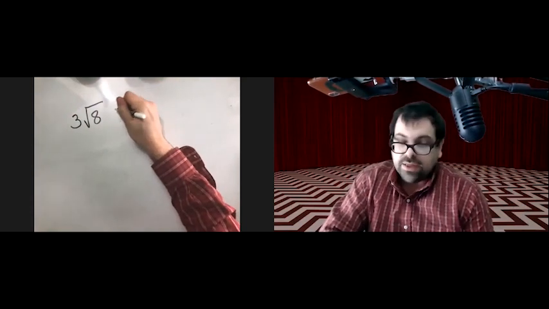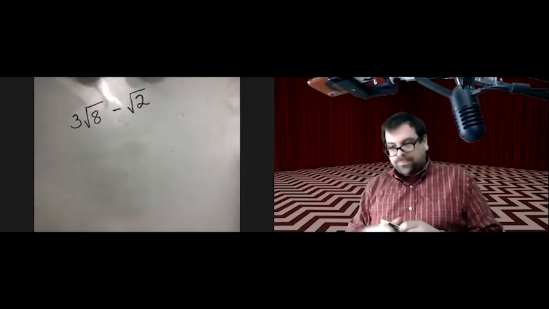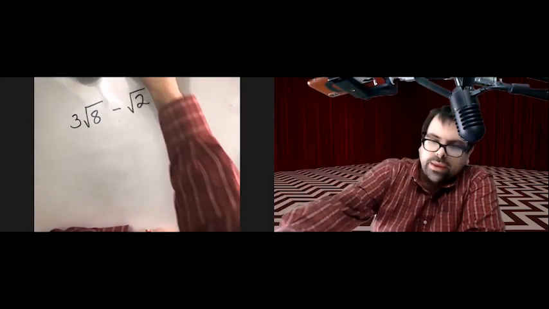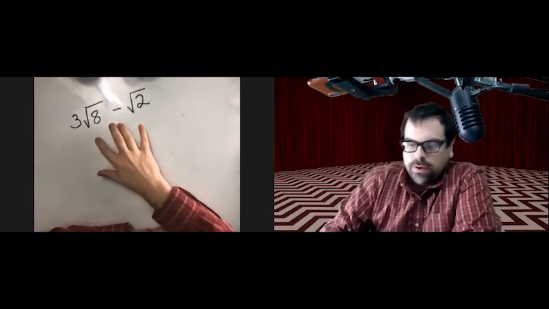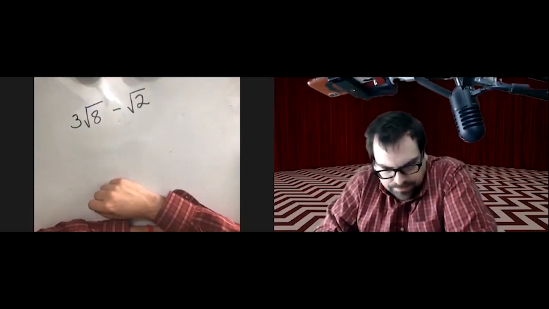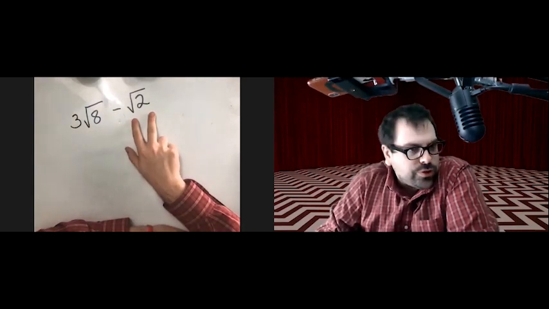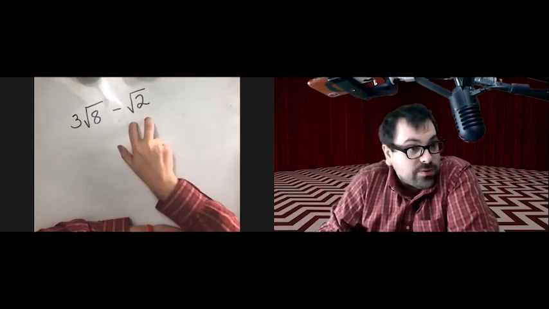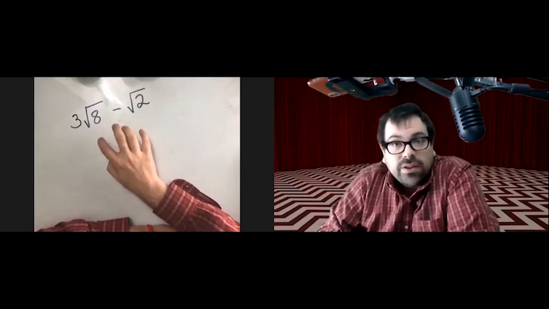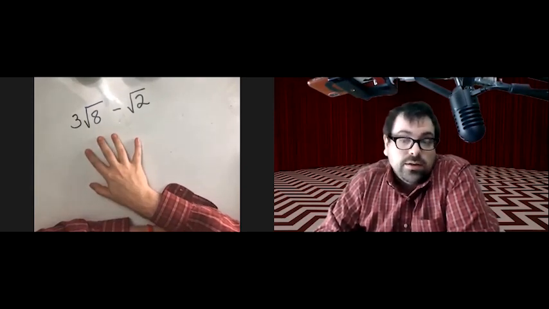Let's take a look at 3 radical 8 minus radical 2. This isn't 3 radical 6 or anything like that. The fact that this is a radical 8 and this is a radical 2 means that they are not like radicals. We cannot subtract them. We can't subtract unless we have like radicals. But we're not just done here.